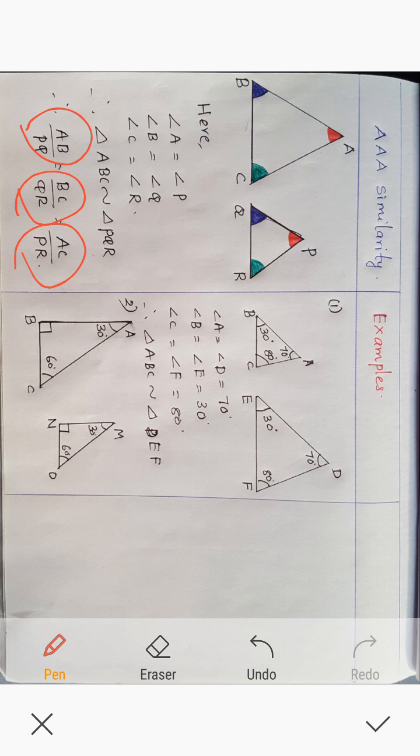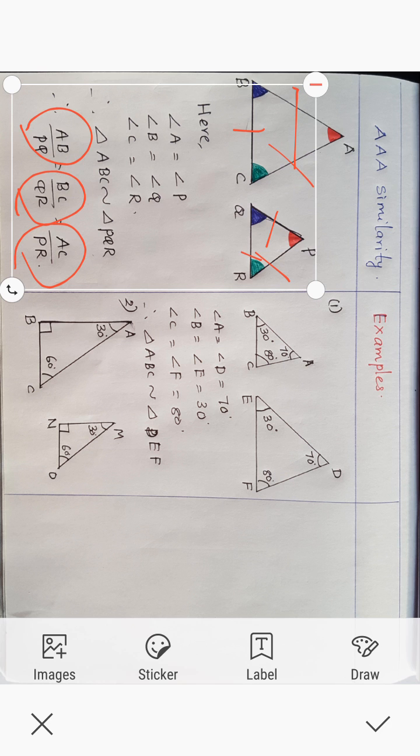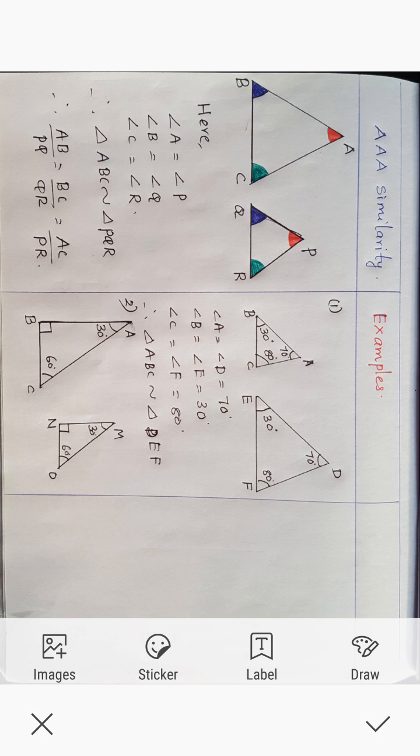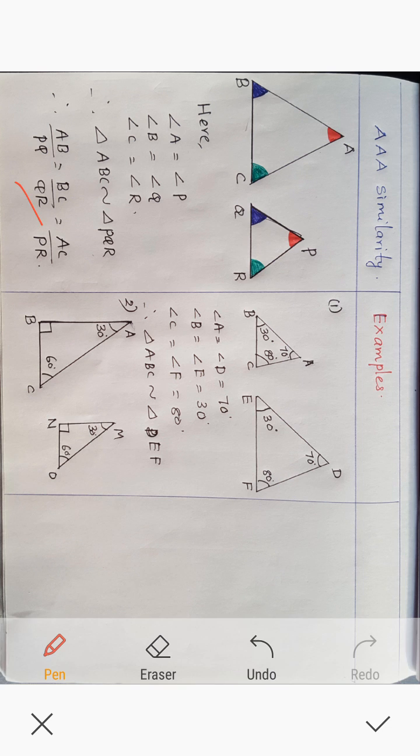If these two were congruent triangles, then we would be writing AB equal to PQ, BC equal to QR and AC equal to PR. But in the case of similar triangles, AB by PQ equal to BC by QR equal to AC by PR.